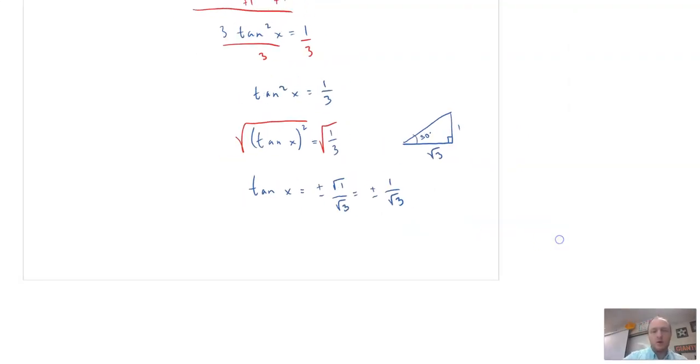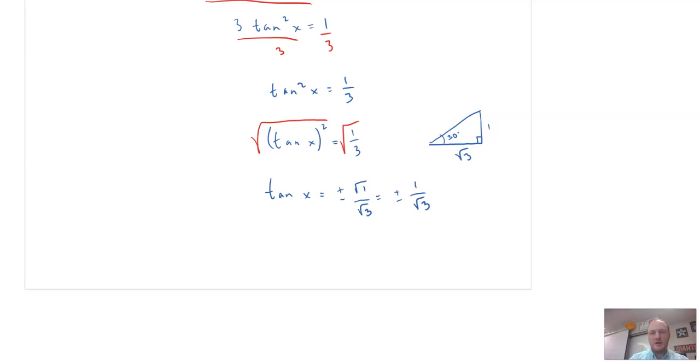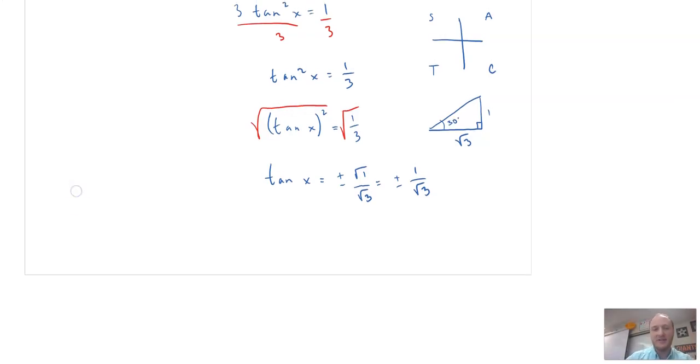All right, so where is tangent of x a 30-degree angle or a pi over 6 angle? And we want positive and negative. So in quadrant 1, it's going to be positive. In quadrant 2, tangent of x is going to be negative. Quadrant 3, tangent is positive. And in quadrant 4, tangent is negative. So that's every single quadrant. I'm going to include the pi over 6 angle. So x is equal to pi over 6. Okay, in quadrant 2, that's 5 pi over 6, right?